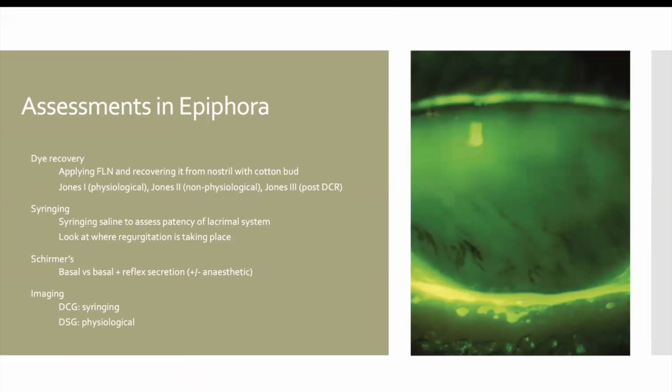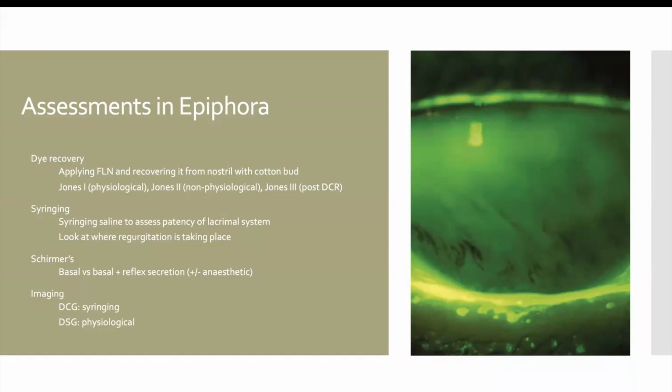So you put a cotton bud in the nostril, and you're trying to recover the fluorescein or the dye from your lacrimal system. So a Jones 1 is a physiological assessment. You're just putting a drop of fluorescein on the eye, and you're waiting for that dye to pass through the lacrimal system physiologically. So there's no syringing, there's no extra pressure.